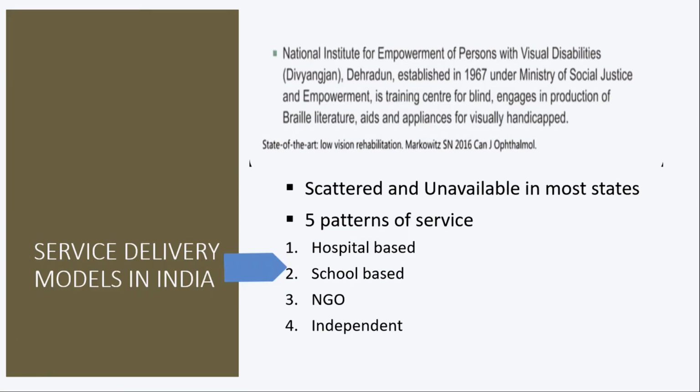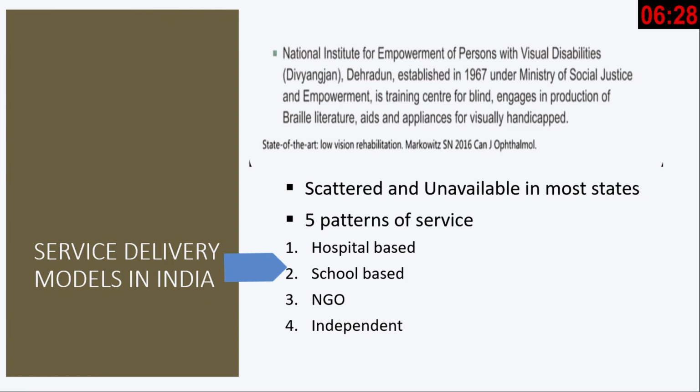Good morning, everyone. My topic is very basic, but I think it's the need of the hour. We are very fortunate to be at Dehradun because India has been a pioneer in having the National Institute for Empowerment of Persons with Visual Disabilities, which was established way back in 1967 for the empowerment, training for the blind, production of braille literature, aids and appliances for the visually handicapped.